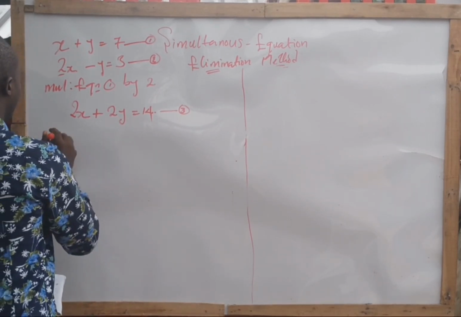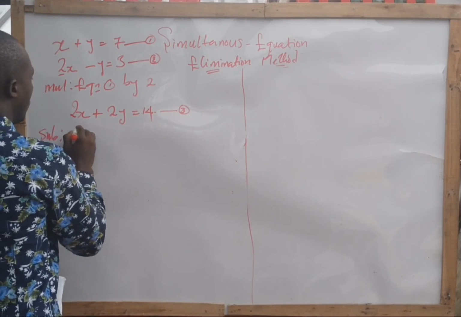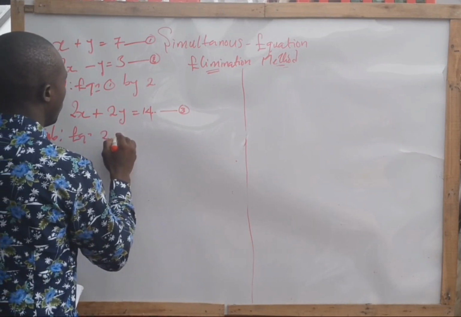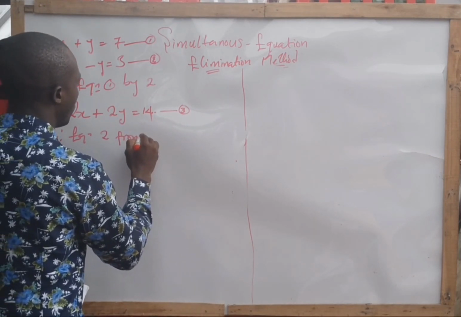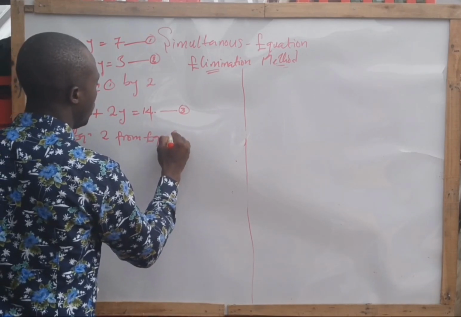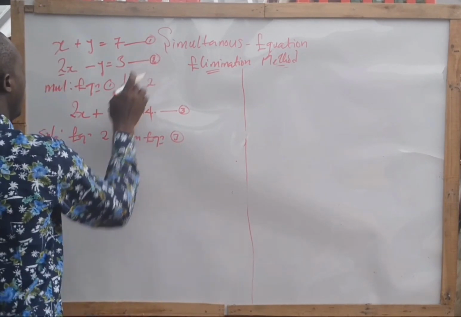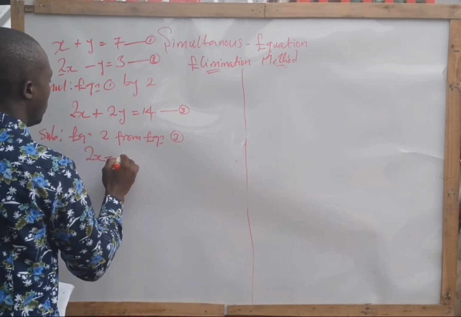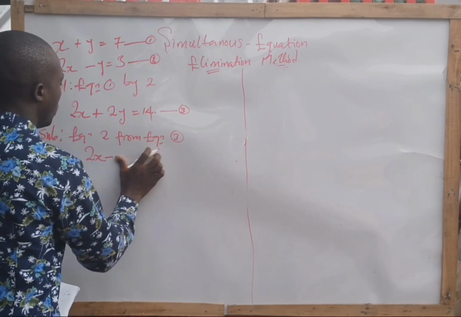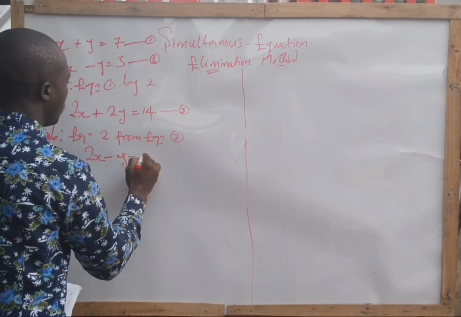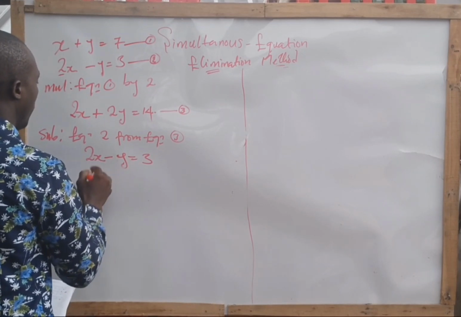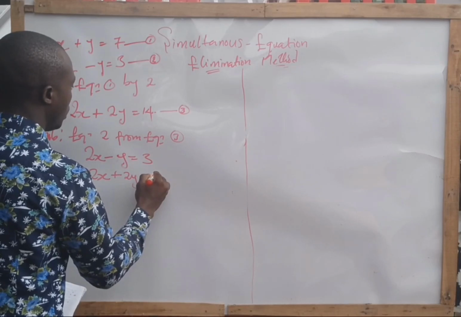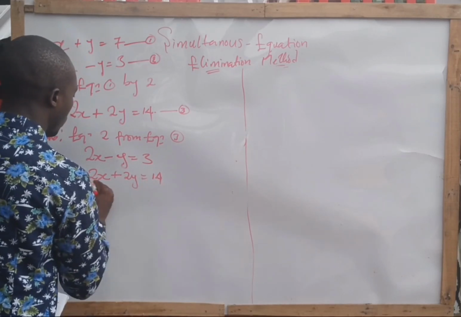So now we subtract equation 2 from equation 3. We bring it here: 2x minus y equals 3, which is our equation 2, and then we have 2x plus 2y equals 14. So we subtract.